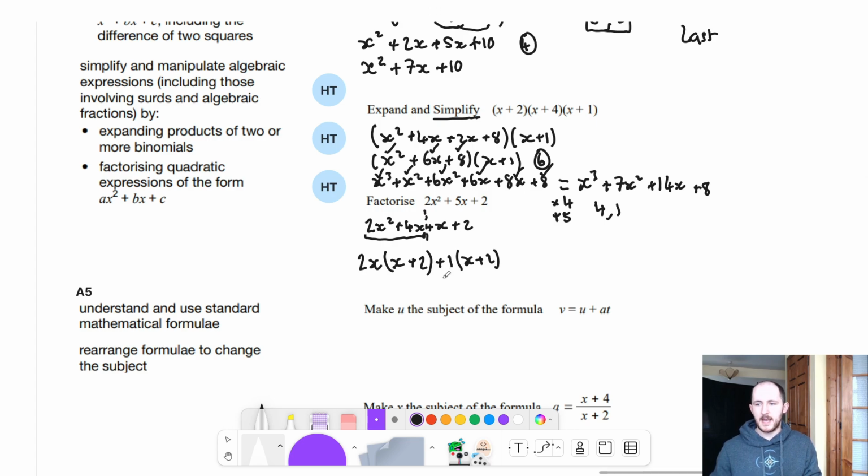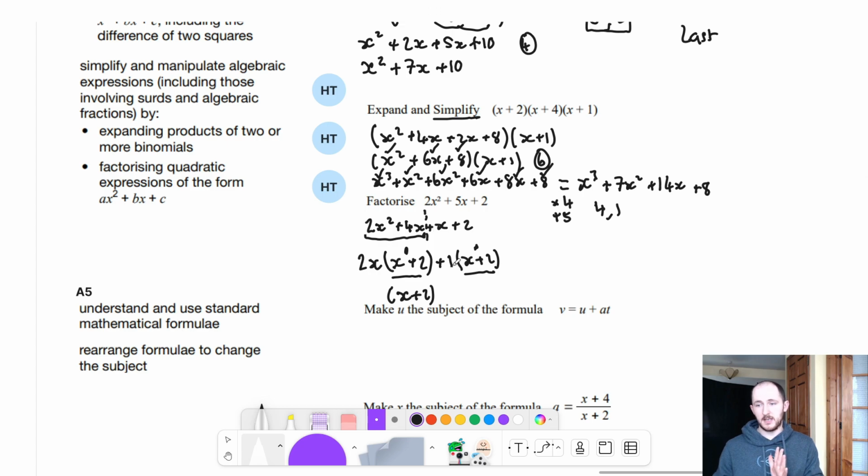Perfect. Now, if you've done this correctly, the two brackets you have should be the same. Okay? So in this case, one of our brackets is just going to be x plus 2 because it's the duplicate bracket. If you don't have the same bracket, let's say the sign's different or I have an x plus 1 instead, I've done something wrong earlier on, okay? I need to look at that.